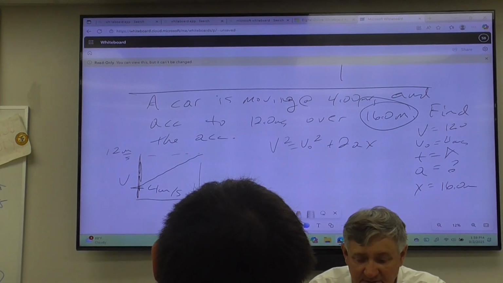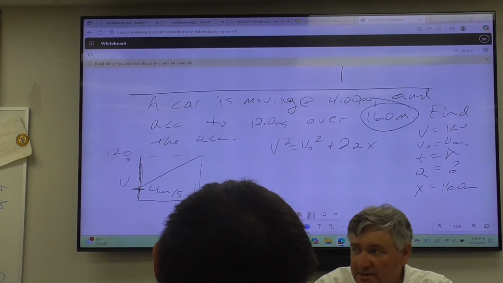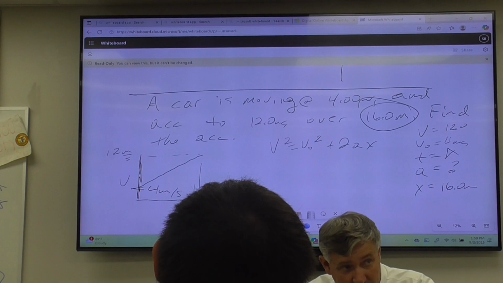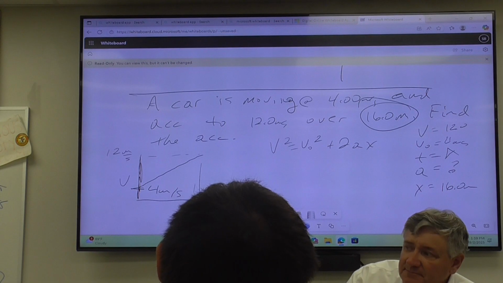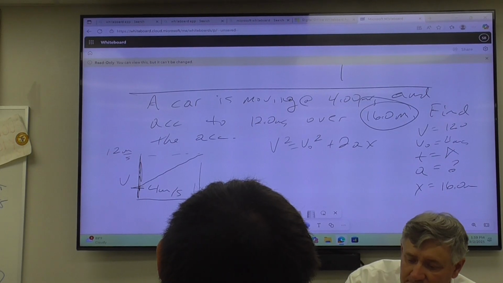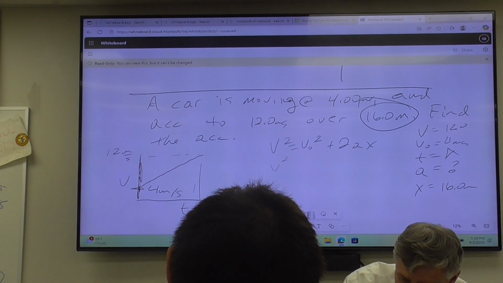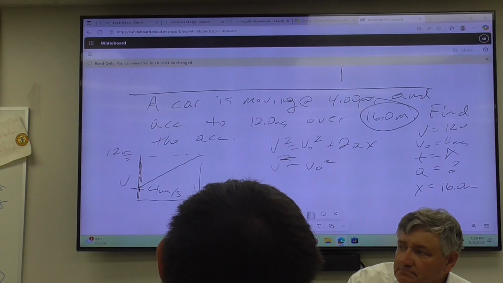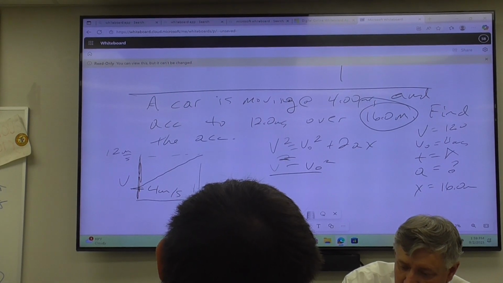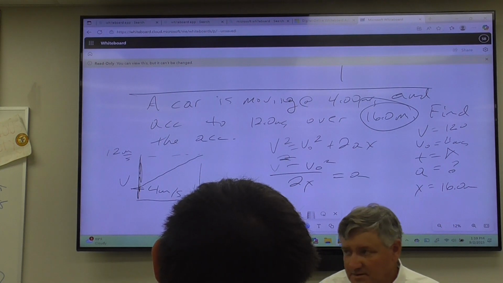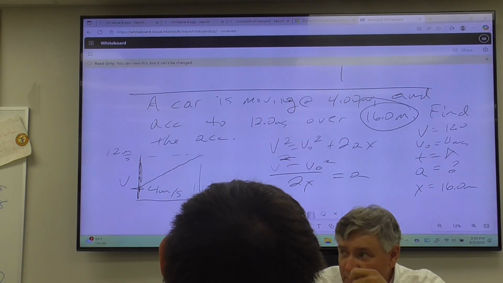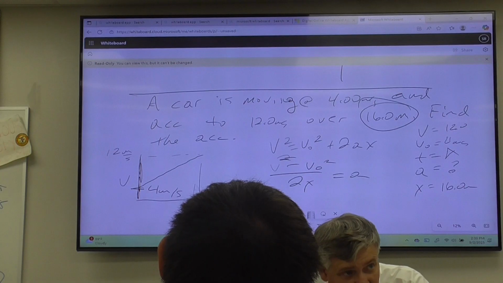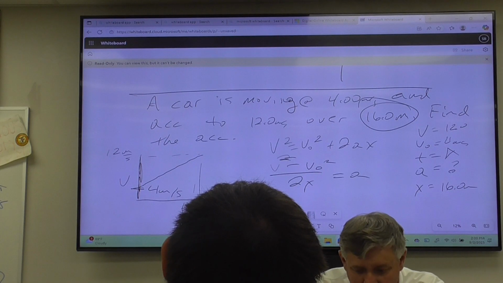So, let's start with this. I need that equation solved for a. Francesca, how can I get a by itself? Subtract v naught squared. Okay, so I got v squared minus v naught squared, divided by 2x. Boom, there's my acceleration. Okay? Now, then I can put in my numbers. You all want to jump to the numbers thing. Bad. It's not gonna end well.